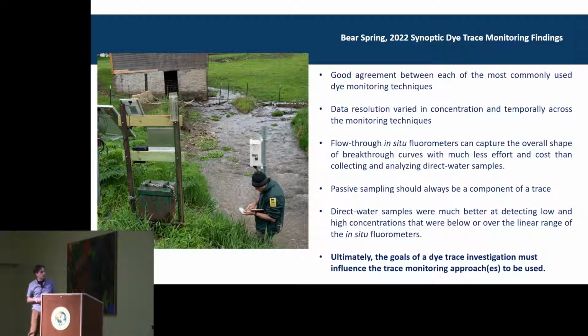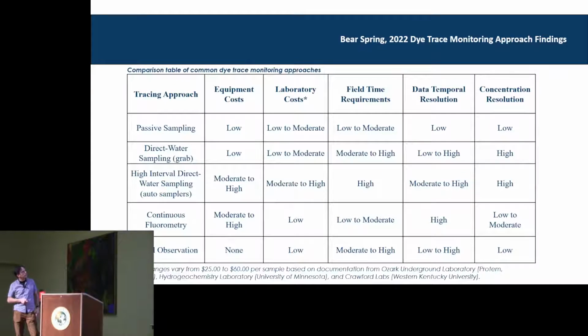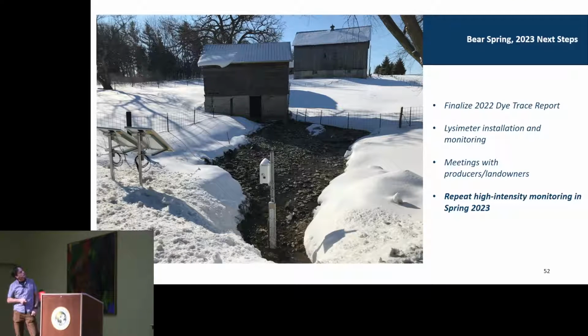And so the goals of a trace really should dictate what you're going to do with the trace. If you're looking for just inferred directions, then you could use bugs. If you want breakthrough, and that's all you care about, you might want to consider an in situ fluorometer. Or if you really need to determine late time tailing, then you might want to have direct water, high temporal collection samples. We're going to repeat this work again in the next couple months.